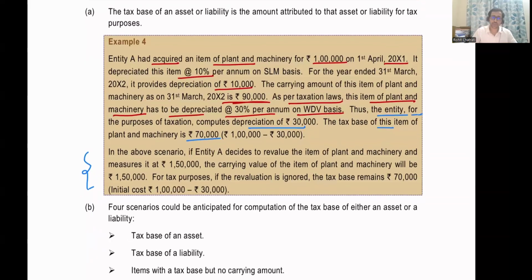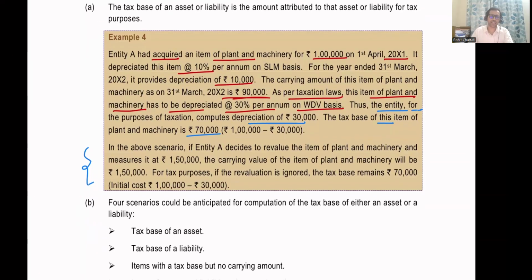Now let's look at the subsequent paragraph where additional information is given. In the above scenario, if entity A decides to revalue the item of plant and machinery, remember, as per Ind AS 16, we are allowed to revalue plant and machinery. We are allowed to either carry plant and machinery at cost, or revalue it and show it at its fair value. So here we are deciding to revalue the plant and machinery, and we are measuring it at 1,50,000. Remember, the amount was 90,000 before revaluation. After revaluation, the amount is going to be reflected at 1,50,000.